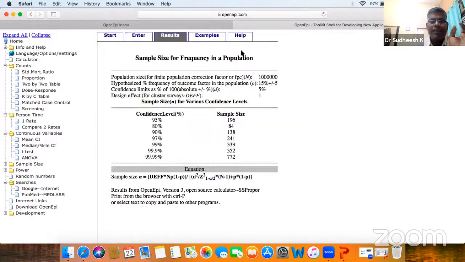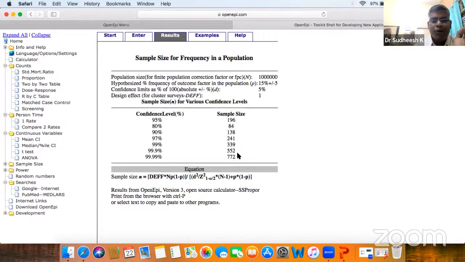So if I click on calculate, you can see there is a wide range of numbers available. I'll just read out what it is showing. 95% confidence level, sample size 196. 80% confidence level, sample size 84. This is what has appeared on my screen. Now what I'm trying to tell is, if you want to detect with an alpha error of less than 5%, your sample size should be 196. If you accept an alpha error of 20%, then your sample size is 84. As I told, as the confidence level goes on increasing, the sample size also goes on increasing.